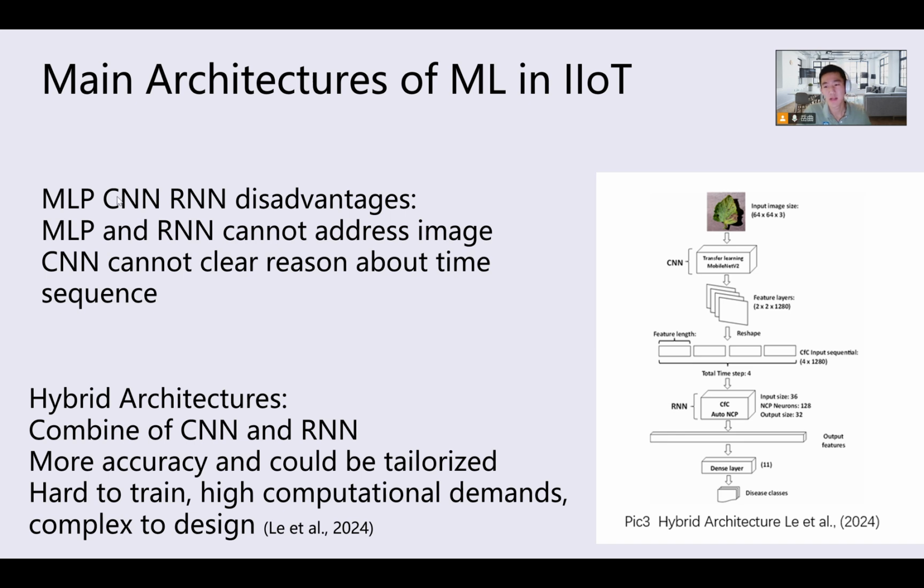However, we could see these major architectures all have their disadvantages. For example, the MLP and RNN cannot address images, while the CNN cannot give a clear reason about the data time sequence, thereby lowering its data accuracy. So the solution is the hybrid architecture. It combines the architecture of CNN and RNN. In this way, it will be way more accurate than any of these single layers.